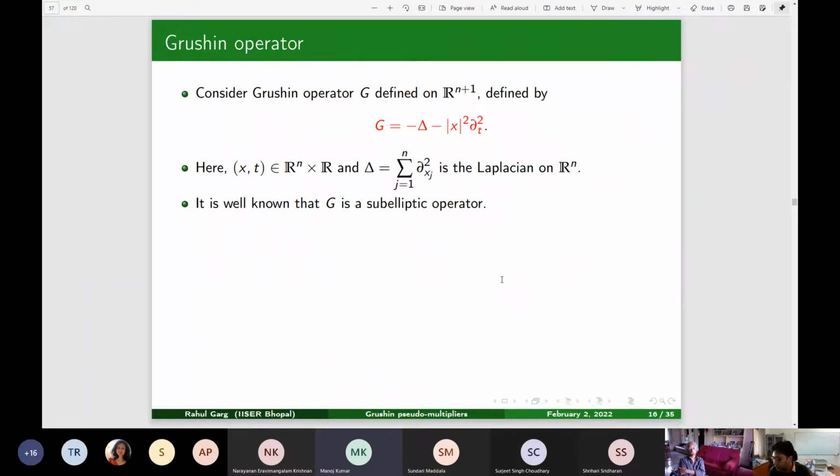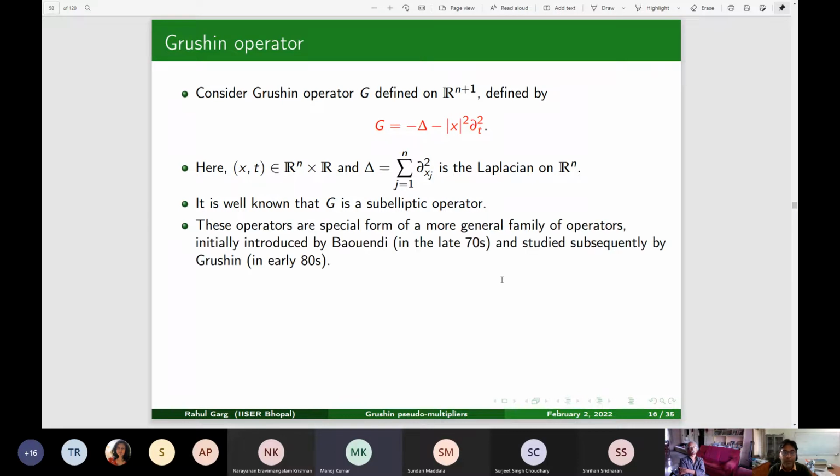It's not elliptic, but it's subelliptic. It follows from checking Hormander's condition. It can be written as a sum of squares of first order gradients. It will come in two or three more clicks; I will show it. So these operators arise in the early work of Baouendi in the early 70s, and around the same time, slightly later, in the work of Grushin. So this operator is a very particular example of a more general family of operators studied by Baouendi and Grushin.